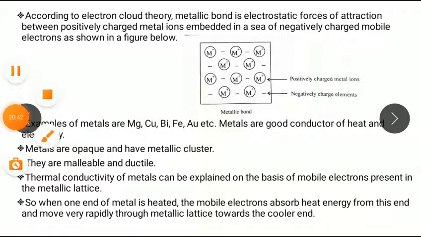Okay, so here we have completed all the different types of chemical bonds. In that we have seen first ionic bond, second covalent bond, third coordinate bond, and last one metallic bond. In the next lecture we are going to start Lewis electron dot structure.